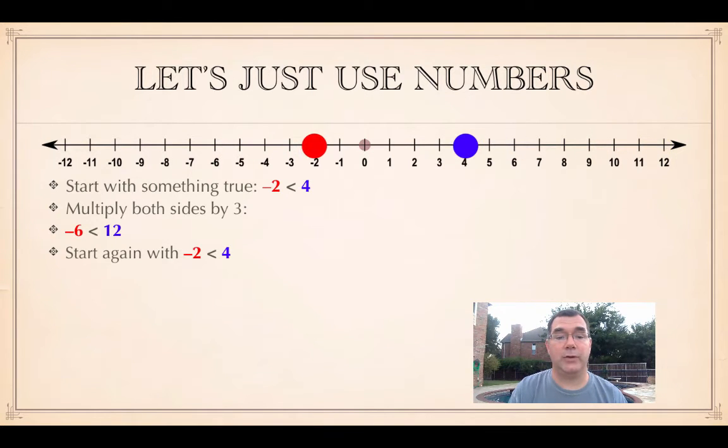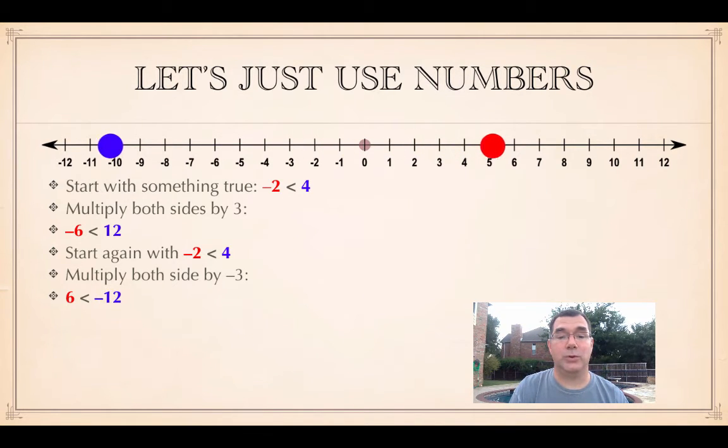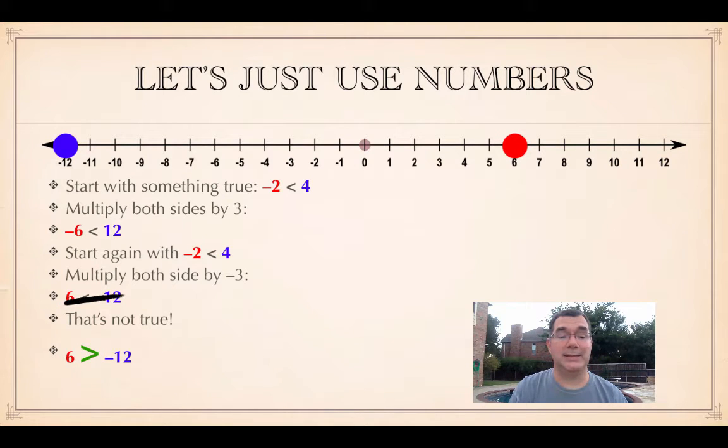Okay, so let's start again with our original negative 2 being less than 4. But now let's multiply both sides by negative 3 instead. Well, the negative 2 multiplied by negative 3 is going to be 6, and the 4 times negative 3 is going to be negative 12. And watch what happens. The red and the blue dots have now switched places so that the blue dot is now to the left of the red dot, which means that negative 12 is actually less than 6. So what I've written there is not true. Okay, what's actually true is that 6 is greater than negative 12, not less than.